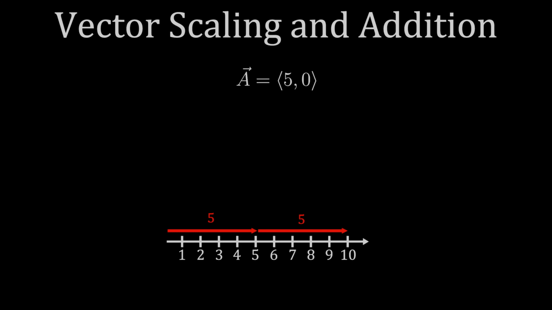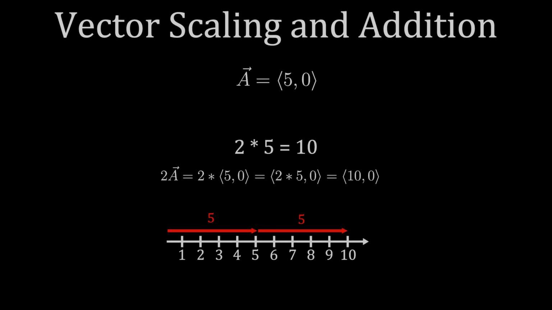If our vector was 5 units long to begin with, and we know that 5 times 2 is 10, our new vector 2 times vector A should be 10 units long. We distribute the scalar number 2 into each component of vector A, getting 2 times 5 and 2 times 0, which is just 0. Then we see that 2 times vector A is indeed 10 units long, just like we expected. We can move away from our number line now and look at a vector in general two-dimensional space.